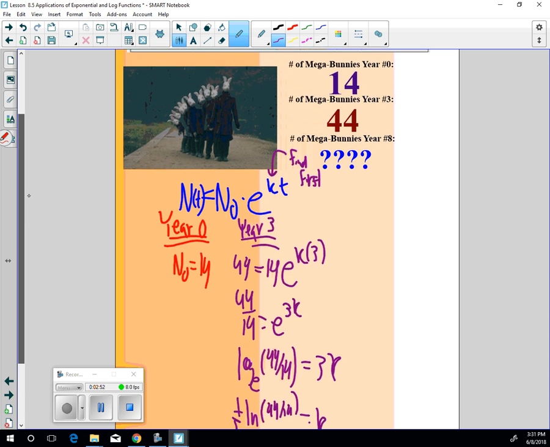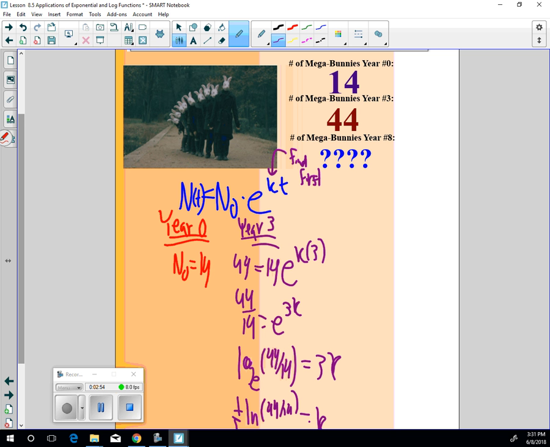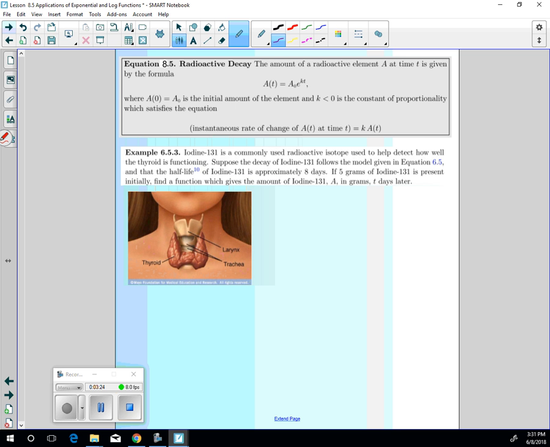Once you have k, then you go to the next part of the problem, and it says, how many bunnies will there be on year 8? So we want to find how many bunnies there'll be. We started with 14. We go e to the, whatever that is, ln of 44/14 divided by 3, times 8. And then you'll get your new number of bunnies. Round down to get the whole number.